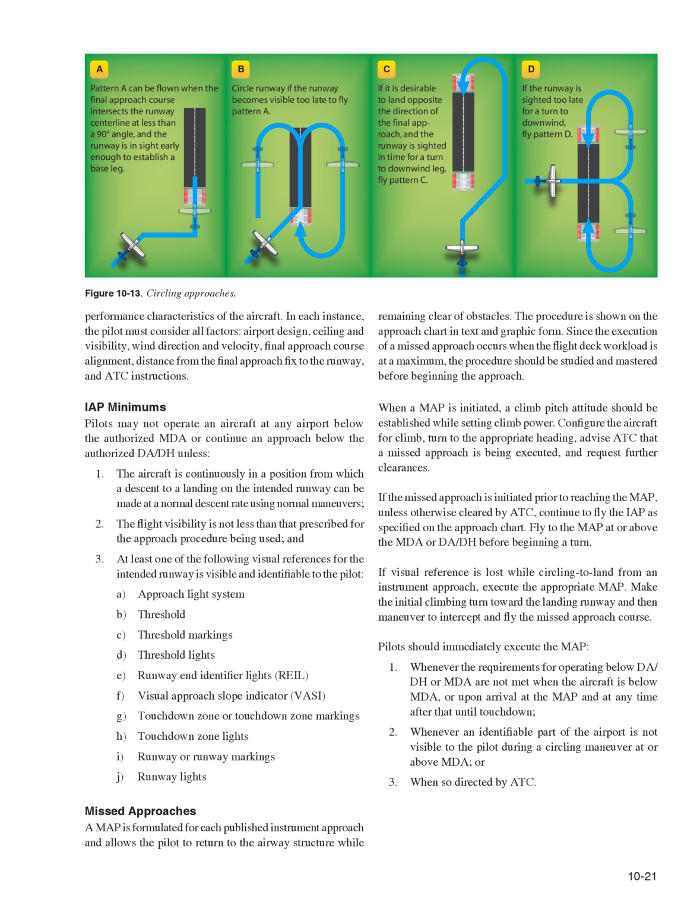1. Whenever the requirements for operating below DA/DH or MDA are not met when the aircraft is below MDA, or upon arrival at the MAP and at any time after that until touchdown. 2. Whenever an identifiable part of the airport is not visible to the pilot during a circling maneuver at or above MDA, or 3. When so directed by ATC.